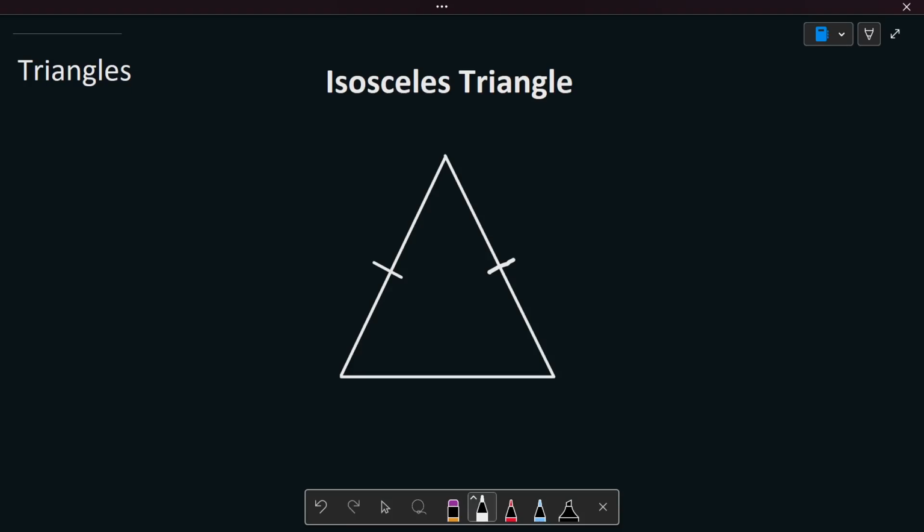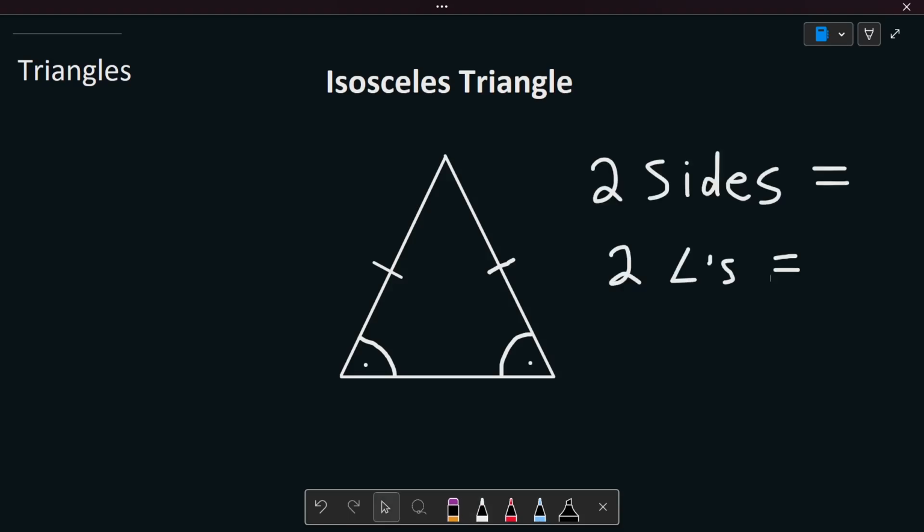And because that is true, and this is going to be a part of one of our reasons we're going to learn in a later video, this angle over here is then just going to be the same as this angle over here. This angle and this angle are both the same as well. So therefore, with the isosceles triangle, we're going to have the following information: only two sides are going to be equal and two angles are going to be equal as well.